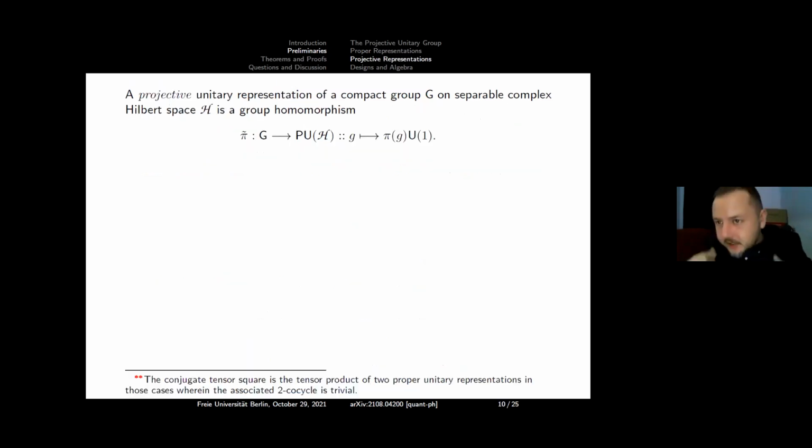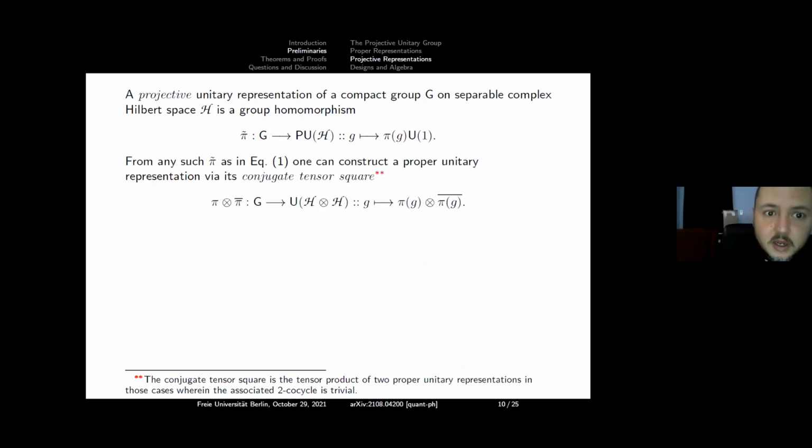One can loosen the notion of a representation and just consider representations that work up to U1 scalars. So formally, a projective unitary representation of a compact group G in a separable complex Hilbert space is once again a group homomorphism. Now it's a group homomorphism into the projective unitary group. Remember, these are the cosets at the center that we did at the start. So this pi of G, it's a set, and it's pi of G times every scalar in U1. So that's how a projective rep works.